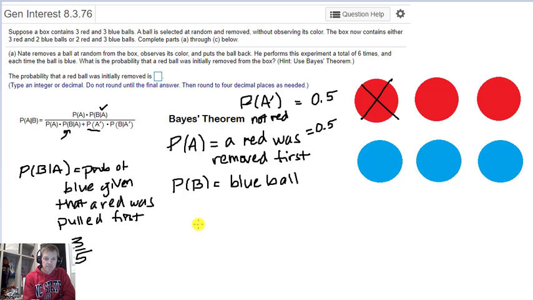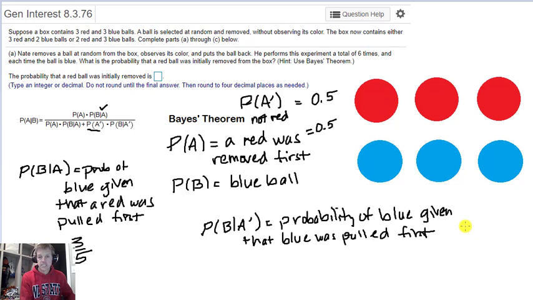So probability of B given not A is, what's the probability of pulling a blue if we had pulled a blue first? So if we had pulled a blue first, what's the chance that we pull a blue now? Now the chance of pulling a blue is there's 2 blues and there's 5 total balls. So this one is 2 out of 5. All right. So now we're going to put this whole formula together.